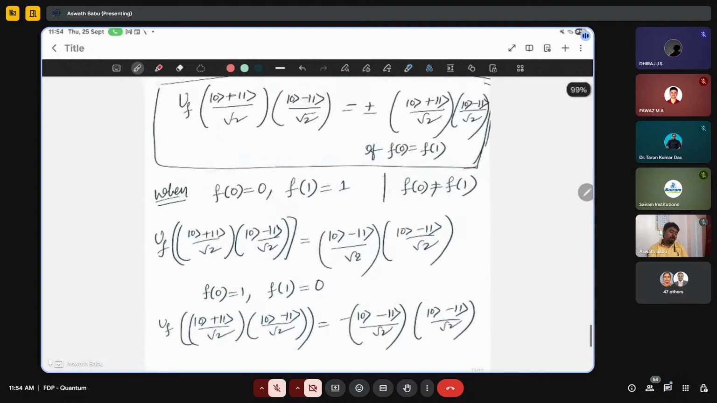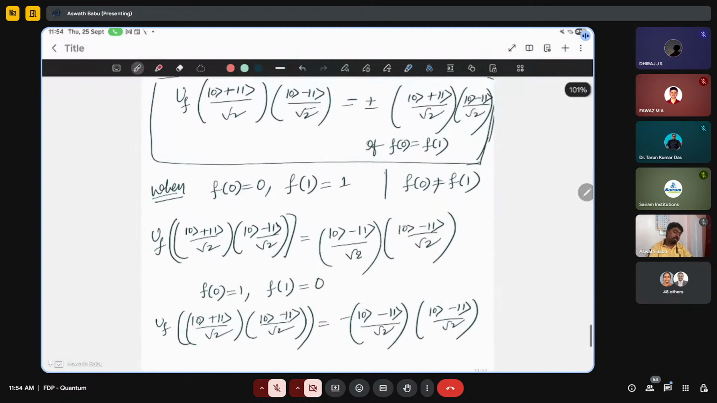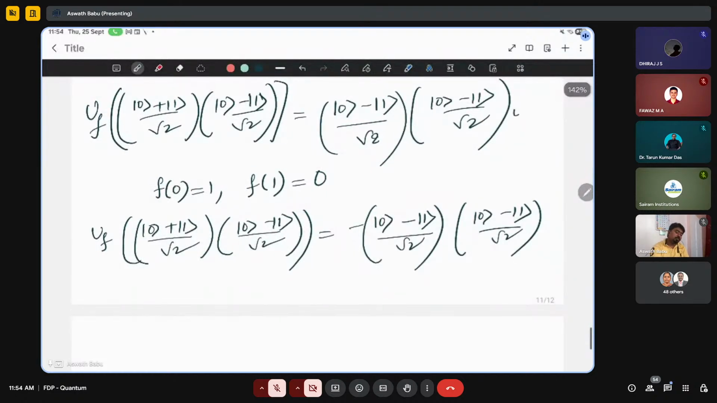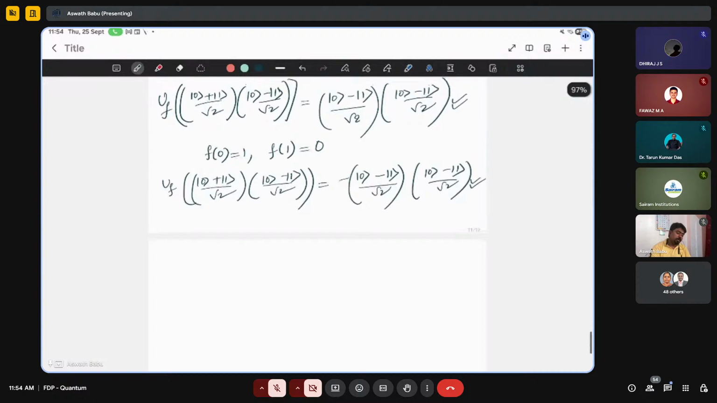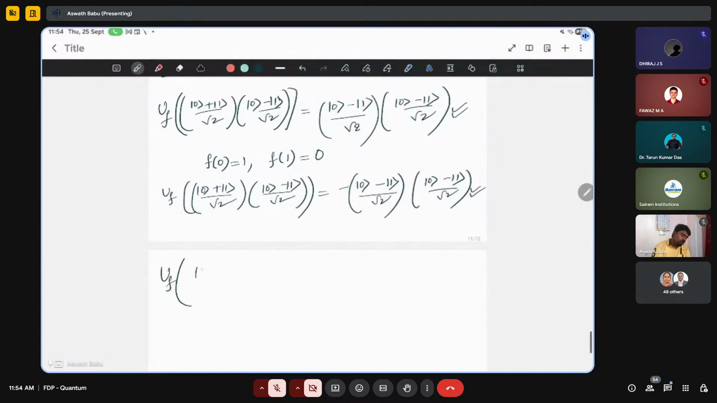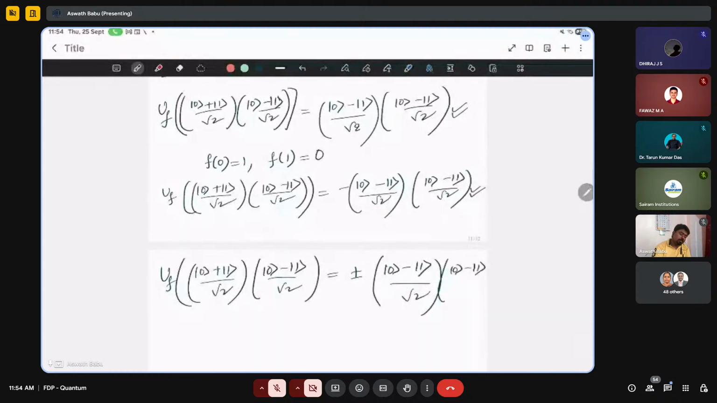Now compare, just comparing first and second equation. You see this equation and this equation. I can generalize. Let me generalize. Unitary acting on positive superposition as a control, negative superposition as a target, going to give me plus or minus 1, 0 minus 1, where f of 0 not equal to f of 1. Okay, beautiful.